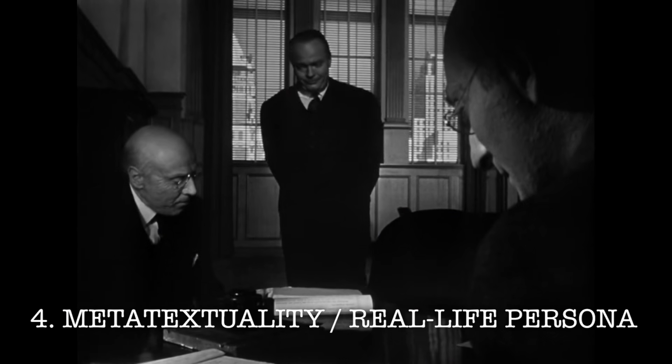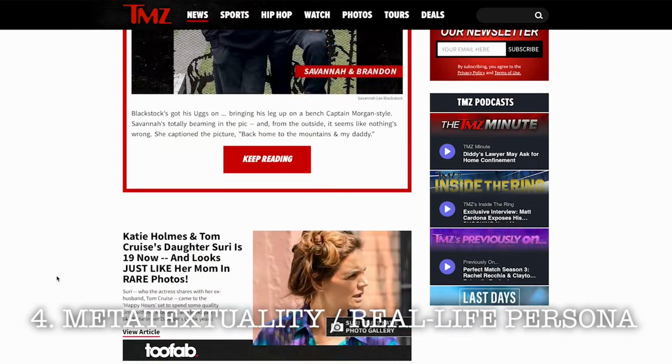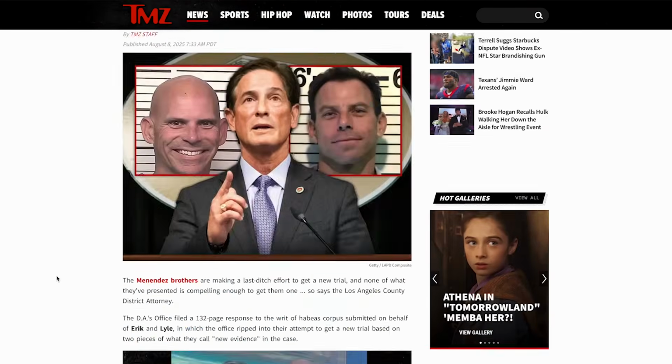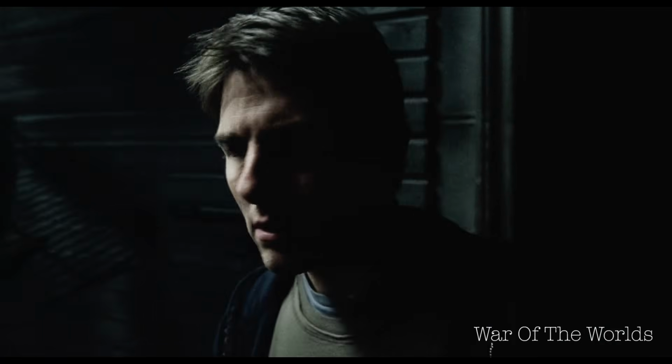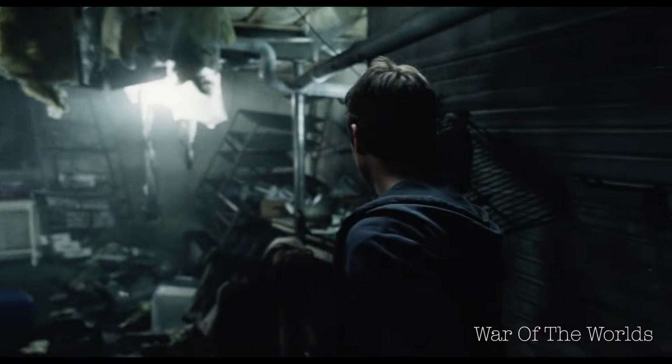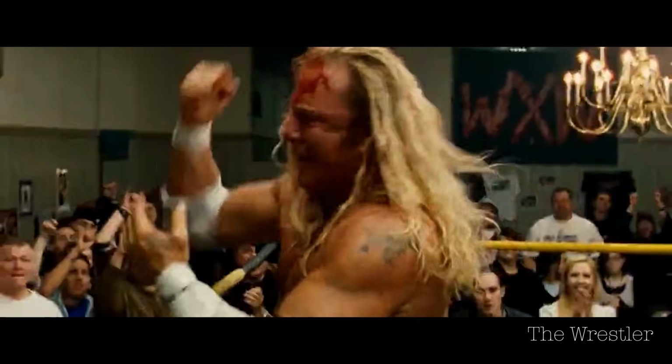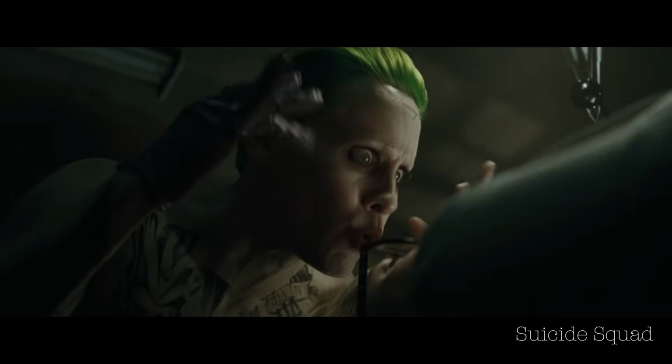Metatextuality and real-life persona. In the age of social media, audiences know more than ever about actors' personal lives, and this can influence how we interpret their roles. This is where we start thinking about metatextuality, the idea that the actor's real-world image feeds into the meaning of their character. Take Jared Leto's version of the Joker.